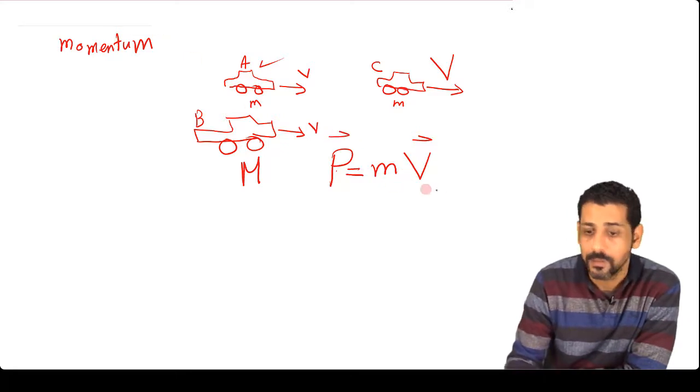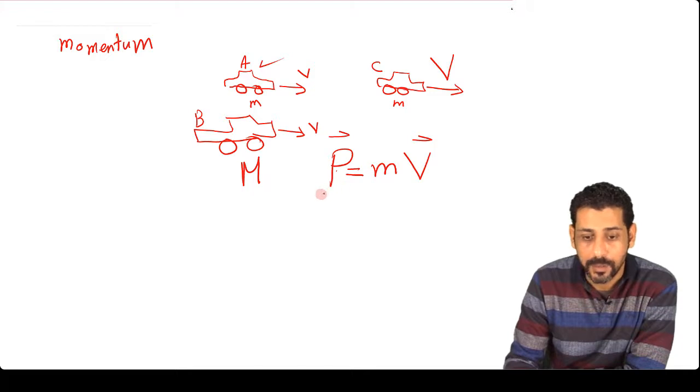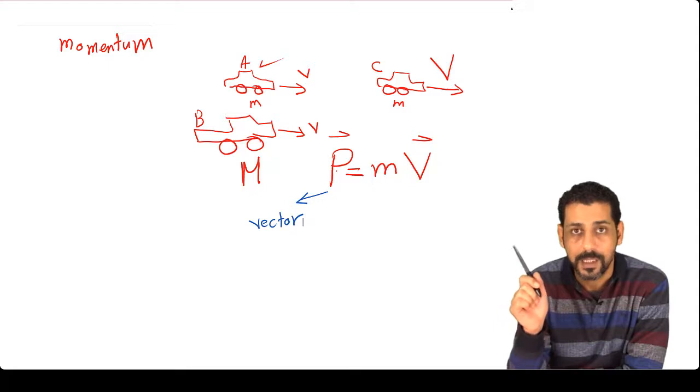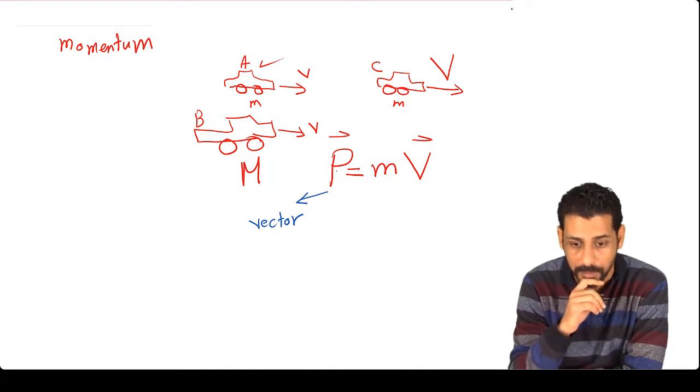So actually, momentum is a vector quantity. If you ask why it's a vector quantity, the answer is because it's a product of mass, which is a scalar, times velocity, which is a vector quantity.